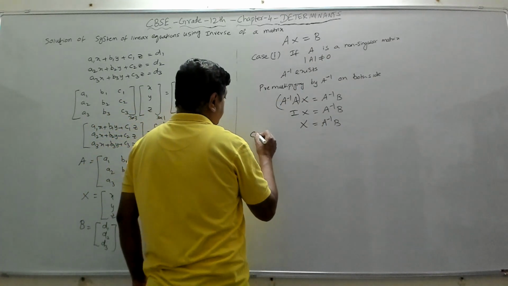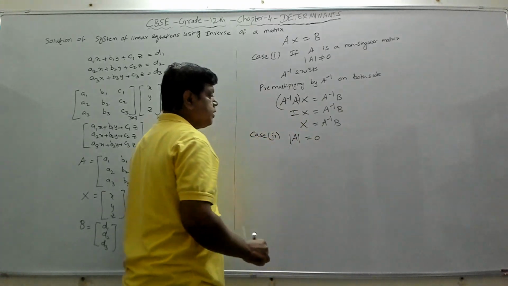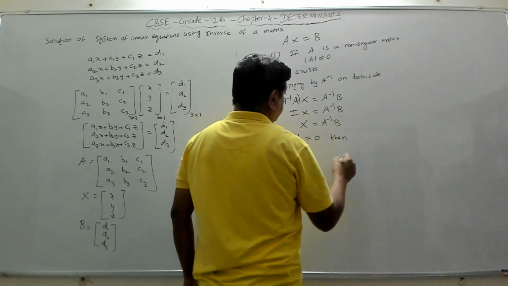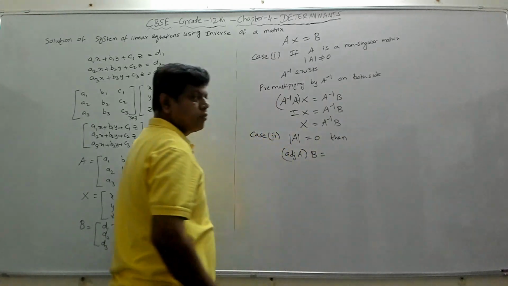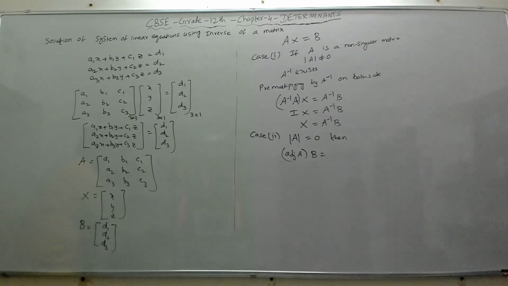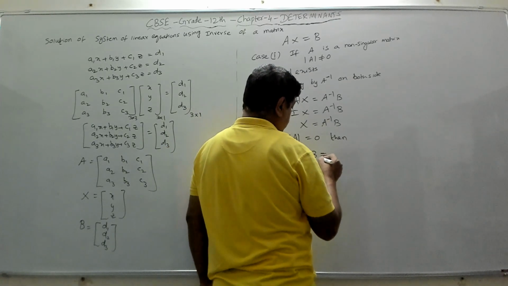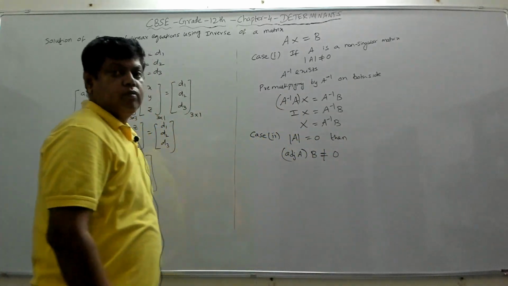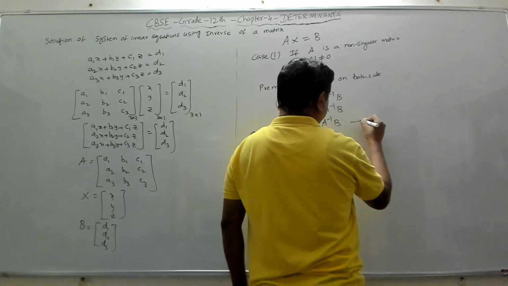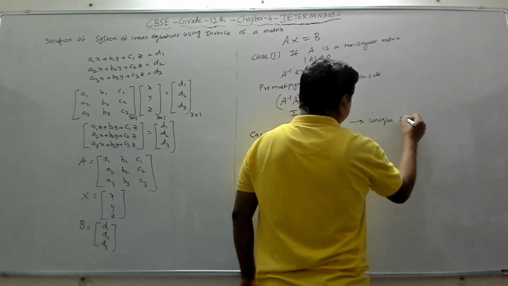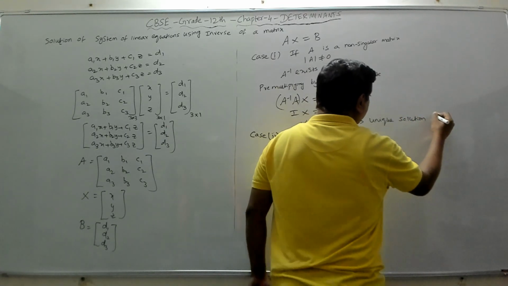Suppose the determinant of A is 0. Case 2: if A is a singular matrix, which means the determinant of A equals 0, then we have to find the adjoint of A and multiply that matrix with the B matrix, that is, adjoint of A into B. Suppose this is not equal to 0, then, as with X equals A inverse B, in this case it will have a unique solution. The system of equations has a unique solution, and it is also called consistent.